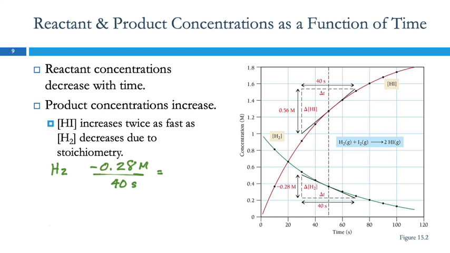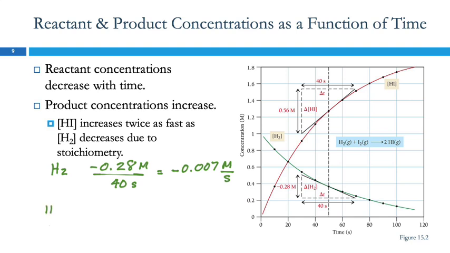So negative 0.28 divided by 40. And we get negative 0.007 molarity per second. So that rate of change is negative because the hydrogen molecule concentration is getting smaller.